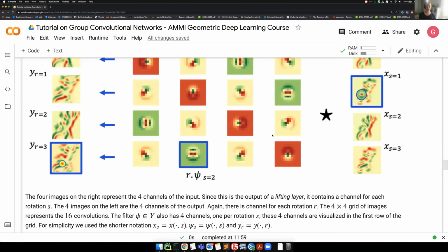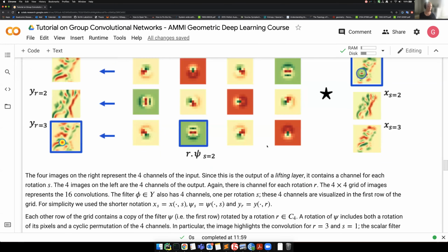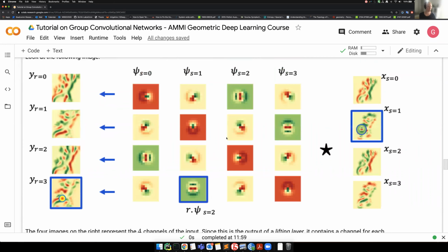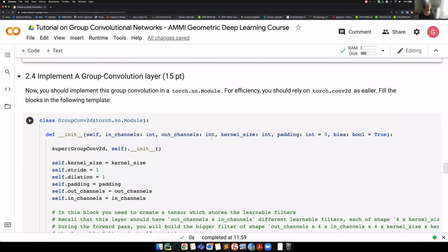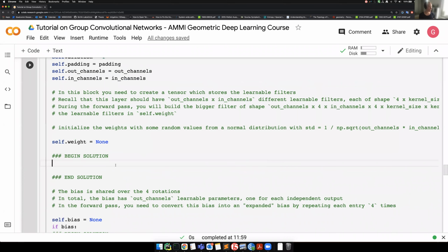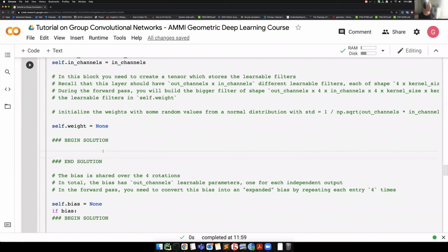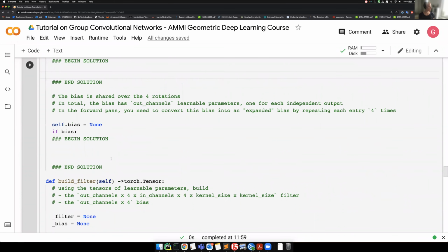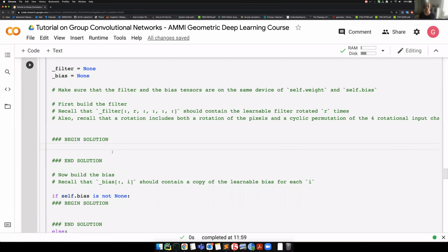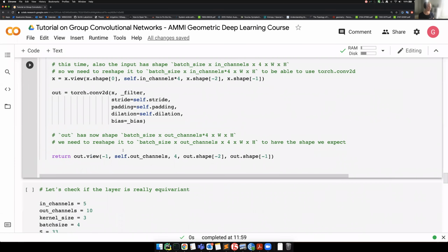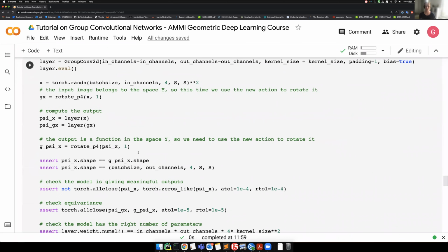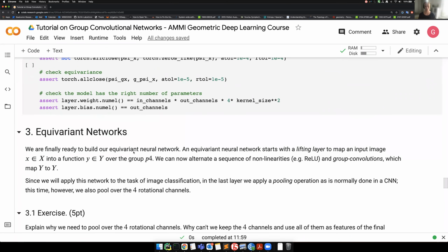I think that this is really the complex part that took a while to explain. But if you got this part, what is left for you to do is only implementing it. So again, you have a group conv2d, and again, you have to implement your learnable weights. You have to then build a filter. That's pretty similar to how you did it before. So I think that if you did it in the previous exercise, you will be able to do it here as well. And then we're just going to check that your model is actually equivariant. And finally, we can build our neural network.